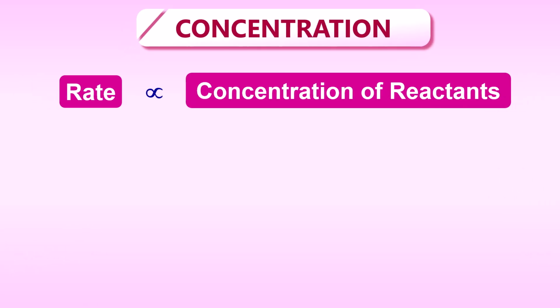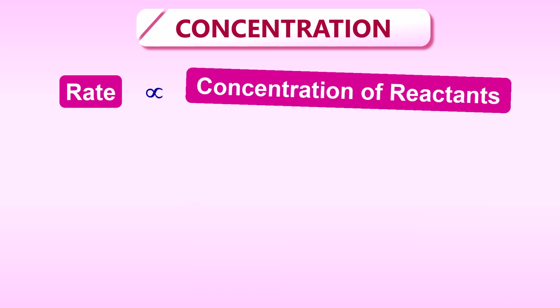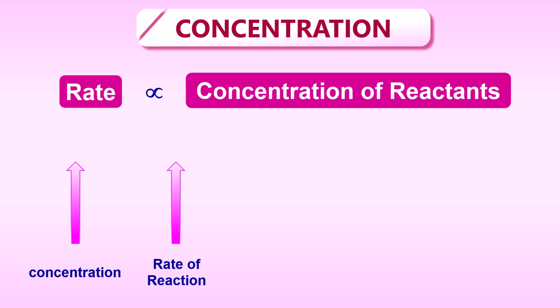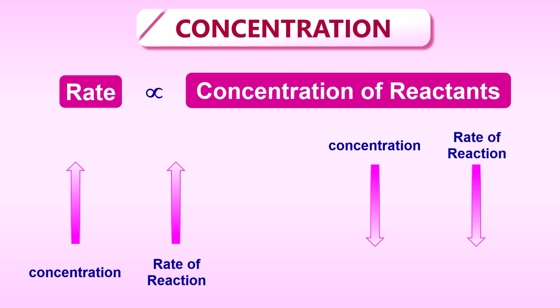It is observed that the rate of a chemical reaction is directly proportional to the concentration of the reactants. This means when the concentration of the reactants increases, the rate of the reaction is also found to increase. And when the concentration of the reactants decreases, the rate of the reaction decreases as well. So higher concentration leads to faster reactions, while lower concentrations result in slower reactions.